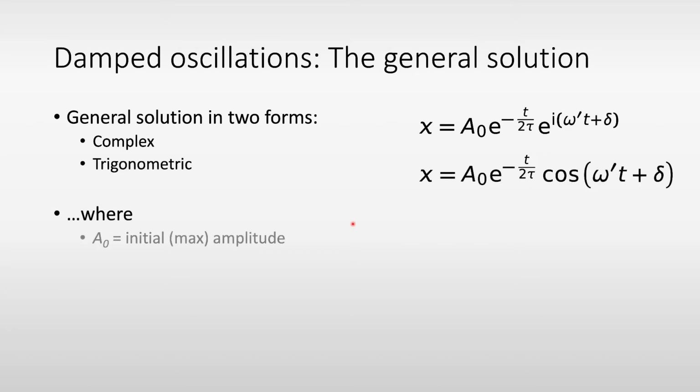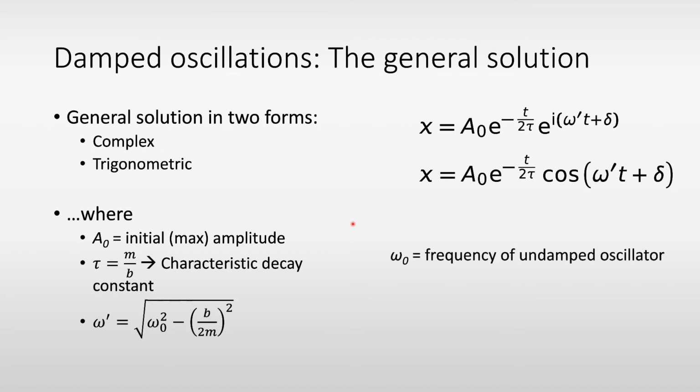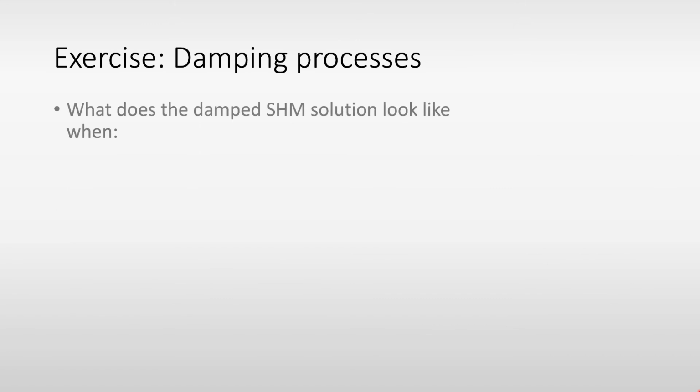In this case, A0 is the initial or maximum amplitude, and tau is the characteristic decay constant. We've already said that we can determine it from solving differential equations. And we also have an expression for omega prime, related to the frequency of the undamped oscillator. And remember that for a mass on a spring, we can calculate omega 0 from the spring constant and the mass that's oscillating. Okay, let's have a look at an exercise.